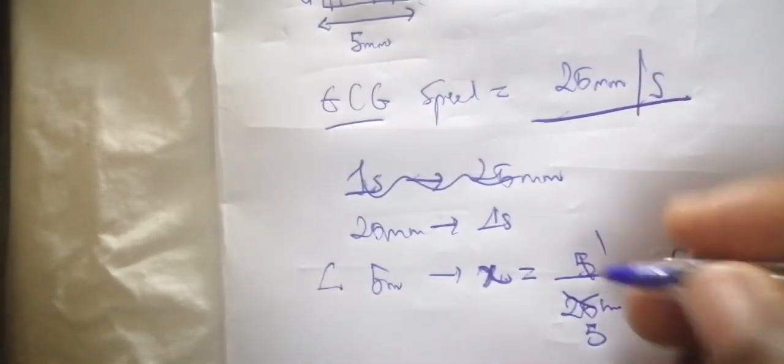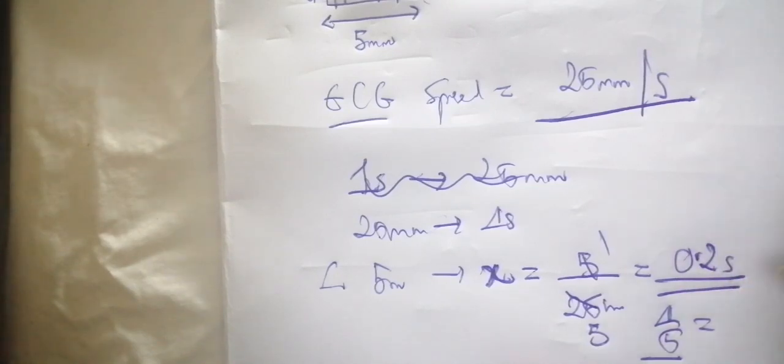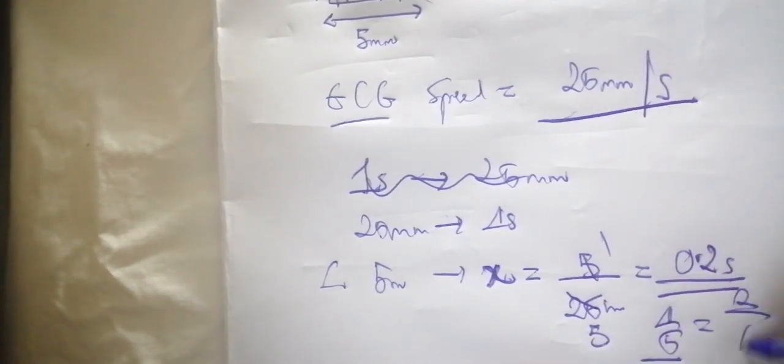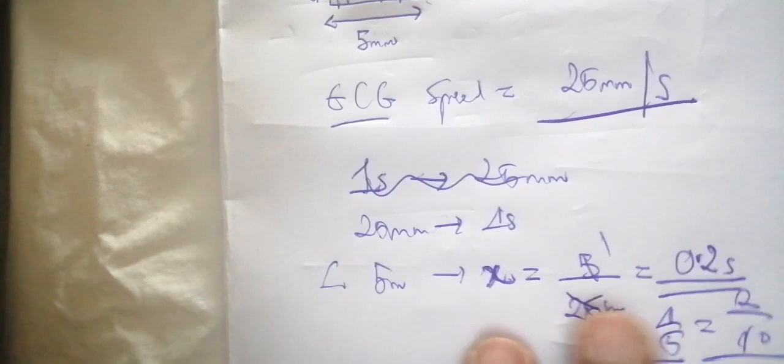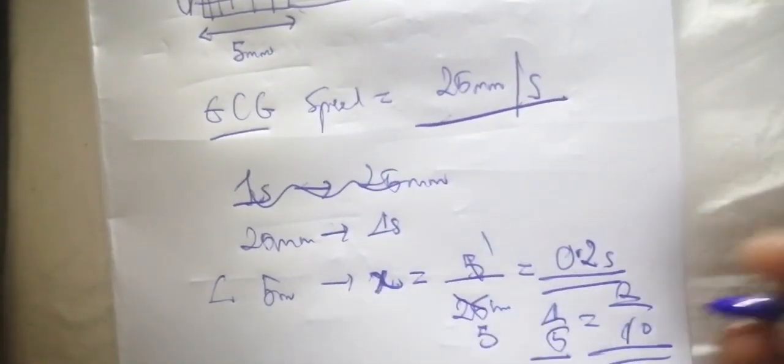And 1 over 5 corresponds to 0.2 seconds. Is it clear? So simple mathematics states that to convert from 1 over 5 to 0.2 seconds, you can just say that it is 2 divided by 10. It's actually 0.2 seconds. Is it clear? So mathematics, I'm sure many people have forgotten.